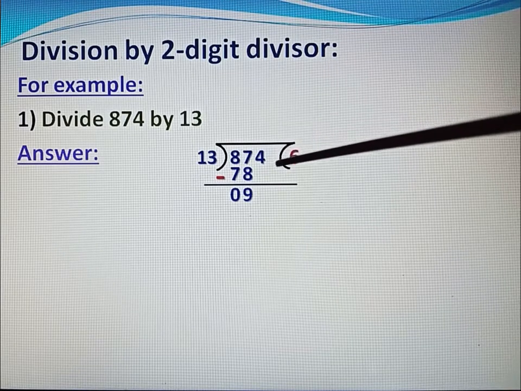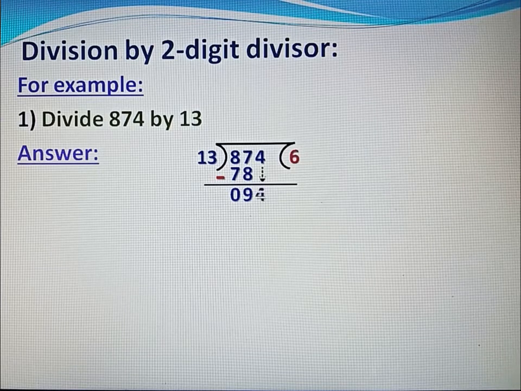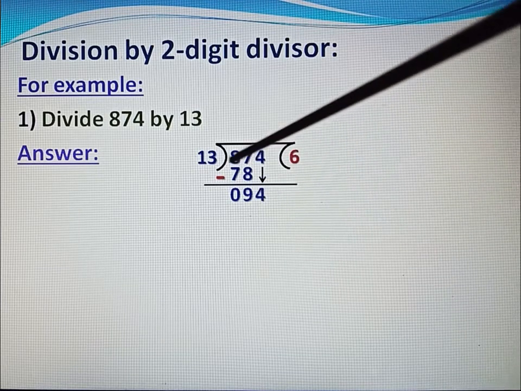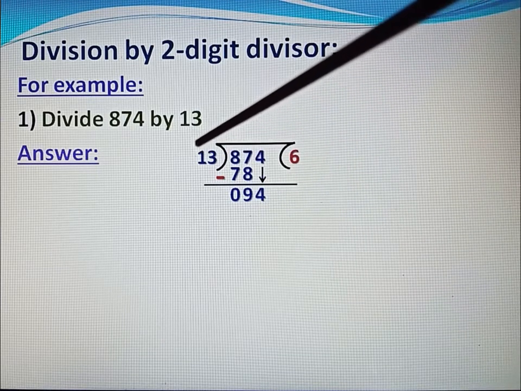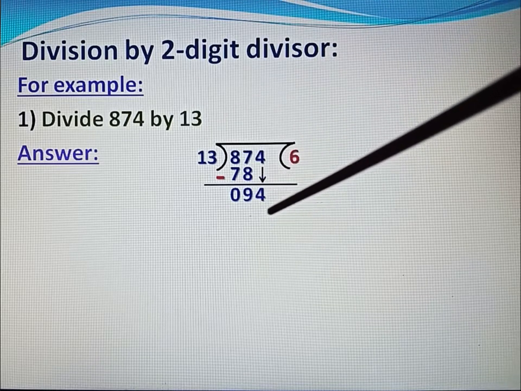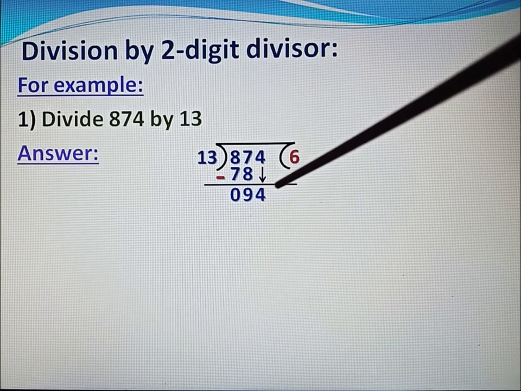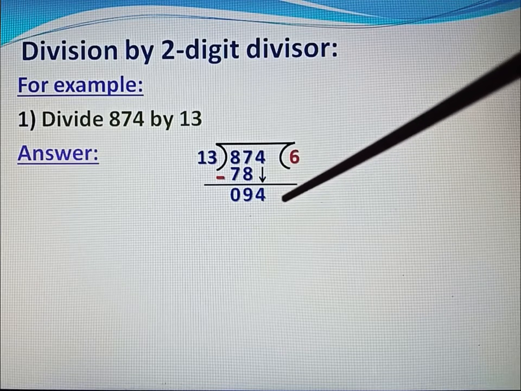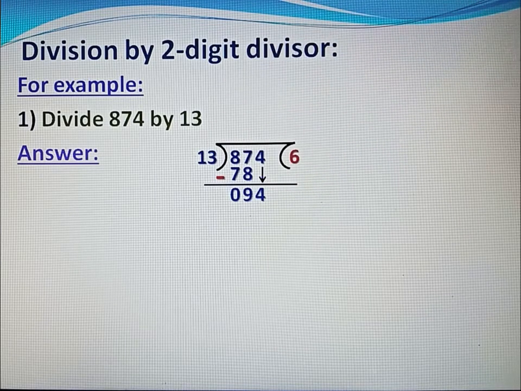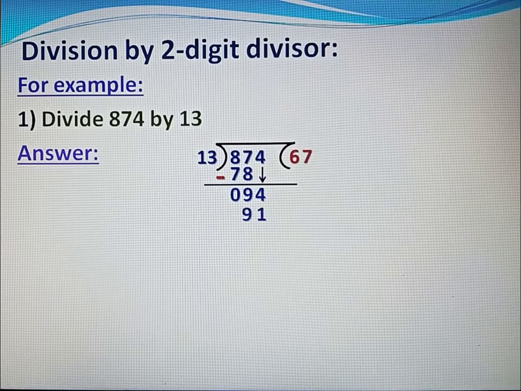And then we will take the next number, that is 4. Right here, 4. The number formed is 94. Again we will multiply 13 by a number so that it is equal to 94 or less than 94. It should not be greater than 94. So we will multiply 13 by 7. 13 multiply 7 equals 91.